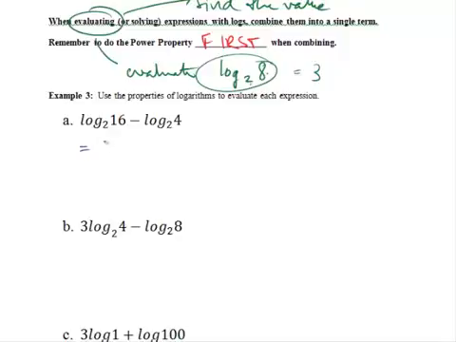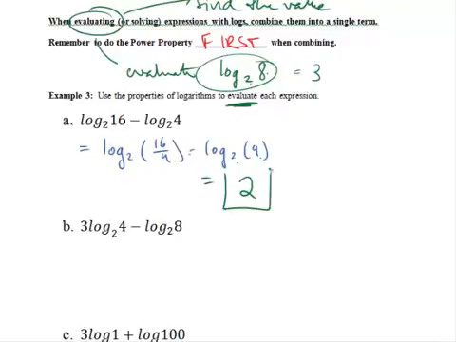So to combine these, we'll have log base 2, 16 divided by 4, which is log base 2 of 4. And now I want to know, what is it worth? Well, this is 2 to some power is 4. 2 to the 2nd power is 4. So this phrase is worth 2.